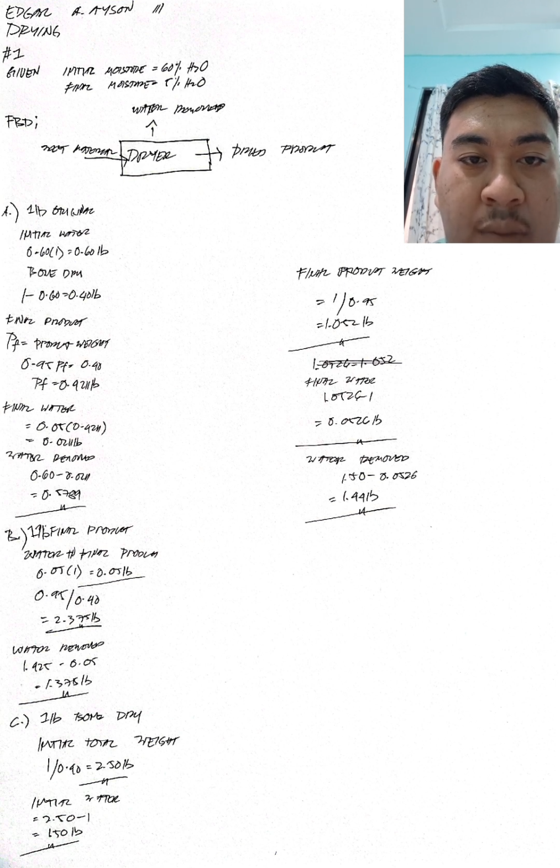Then letter C, for 1 pound of bone dry material. So the given data: initial moisture is 60%, final moisture is 5%. Our goal is to find the water removed using 3 different bases.